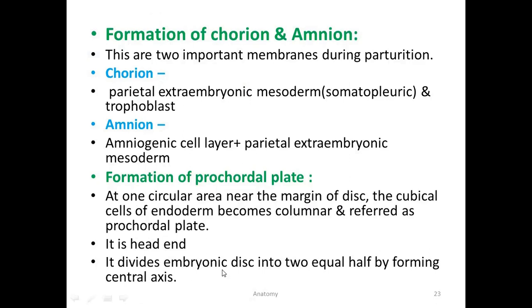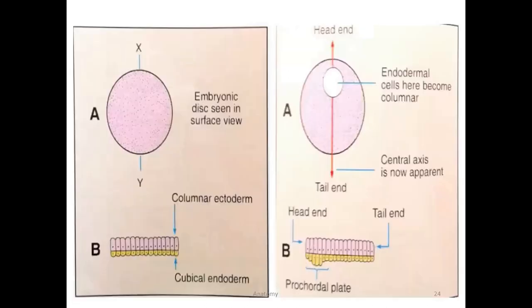It divides the embryonic disc into two equal halves by forming the central axis. So this procaudal plate formation is nothing but the change occurring in the endoderm cells. Initially they are flat, but they become cubical, and later cuboidal to columnar. So this changed area we call the procaudal plate, and that is the future head.